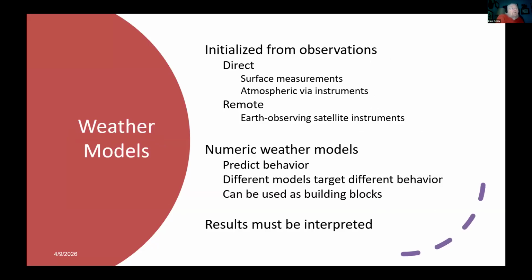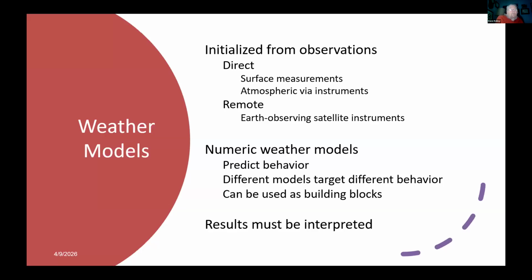Basically, our weather models are initialized from direct measurements, surface measurements, atmospheric measurements via instruments, and remote observations. So this is coming from the Earth observing satellite instruments. The numeric weather models predict a behavior. There are a number of different models. They're targeted at different phenomena, so they're looking for different behavior, but the output of these models can be used as building blocks. Interestingly enough, the models can be cascaded.